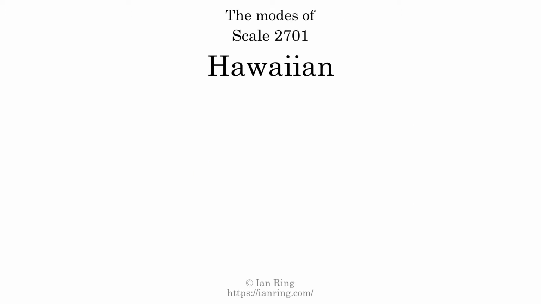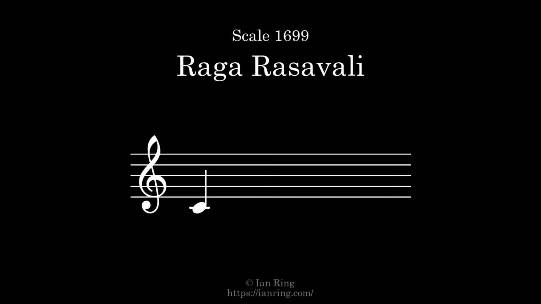This scale has 6 modes. The first mode is itself. The second mode is scale 1699, also known as Raga Rasavali. It sounds like this.